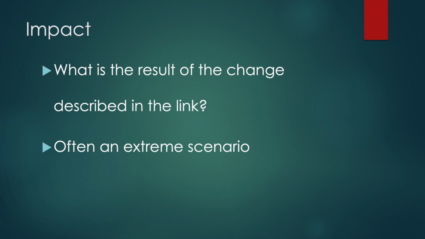And then the impact is why it matters. What is the result of the change described in the link? Often an extreme scenario, think extinction or severe structural violence, discrimination, stuff like that. Depending on the framework, you're going to want your impact to be applicable to the framework. So if you conceded to a structural violence framing, you probably don't want to go all in on util extinction impacts, right? So make sure that the impacts that you're reading are contextual to the framework.